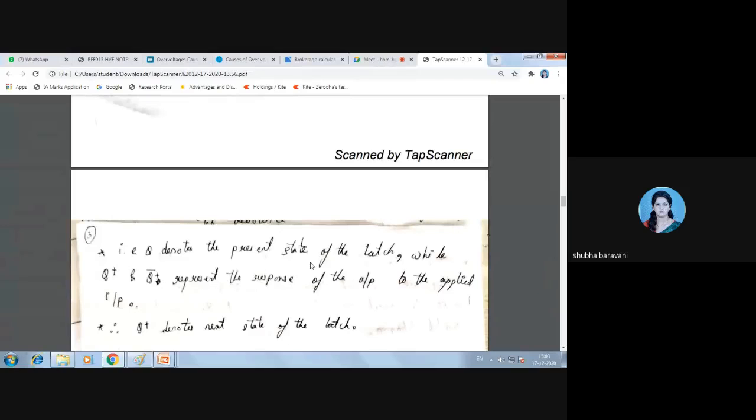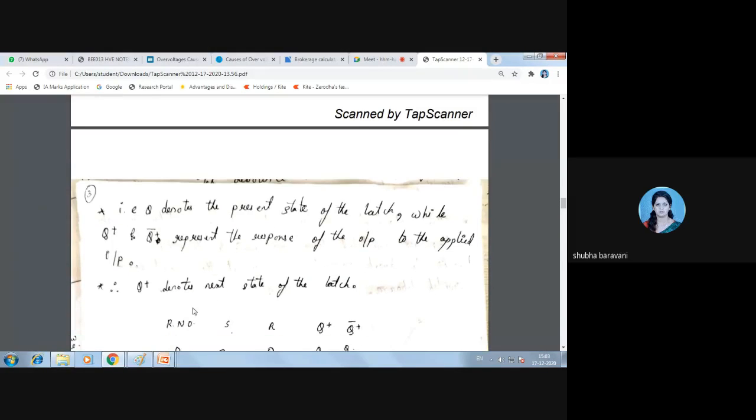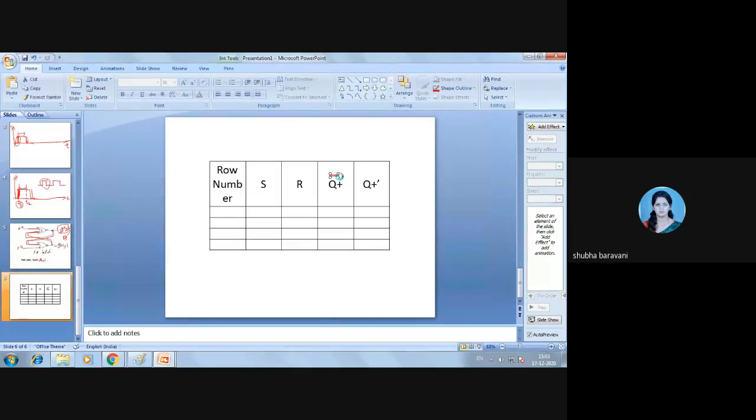See, Q denotes the present state of the latch, while Q plus and Q plus bar are the response of the output to the applied input. Right? So Q plus denotes the next state of the latch. समझ में आ रहा है? Okay, so this is how my truth table is.